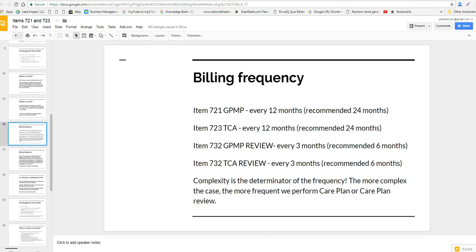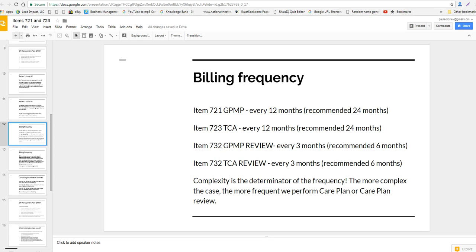Billing frequency. Item 721 GPMP can be billed every 12 months. However, Medicare recommends billing every 24 months. Similarly, item 723 team care arrangement can be billed every 12 months. However, the recommended frequency is 24 months. GPMP review and team care arrangement review can be billed every 3 months. However, Medicare recommends billing it every 6 months.